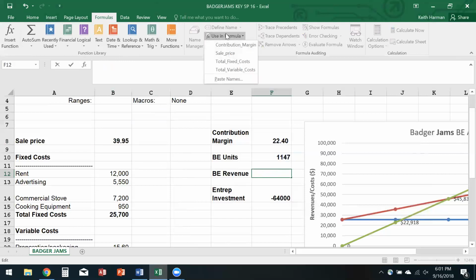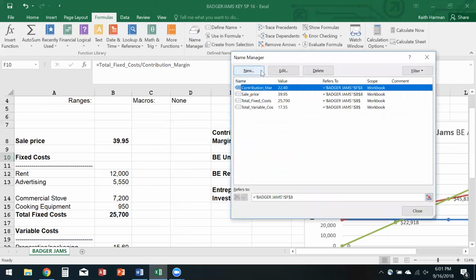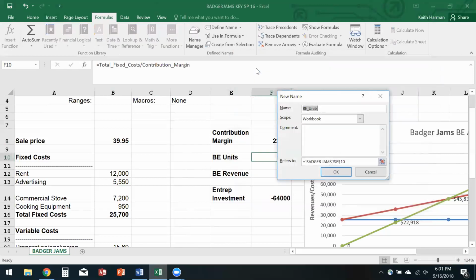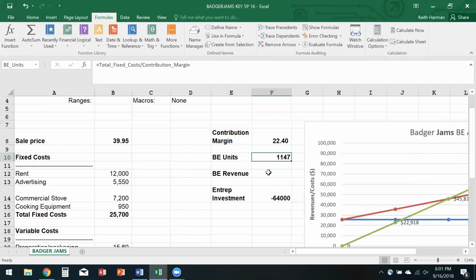Okay, so I'm going to take the break-even units. I didn't do that. Let's just define this now. Let's add that in the name manager. And we'll call that the break-even units. Boom. All right, now we've got it. We'll close this out. So now we're ready.